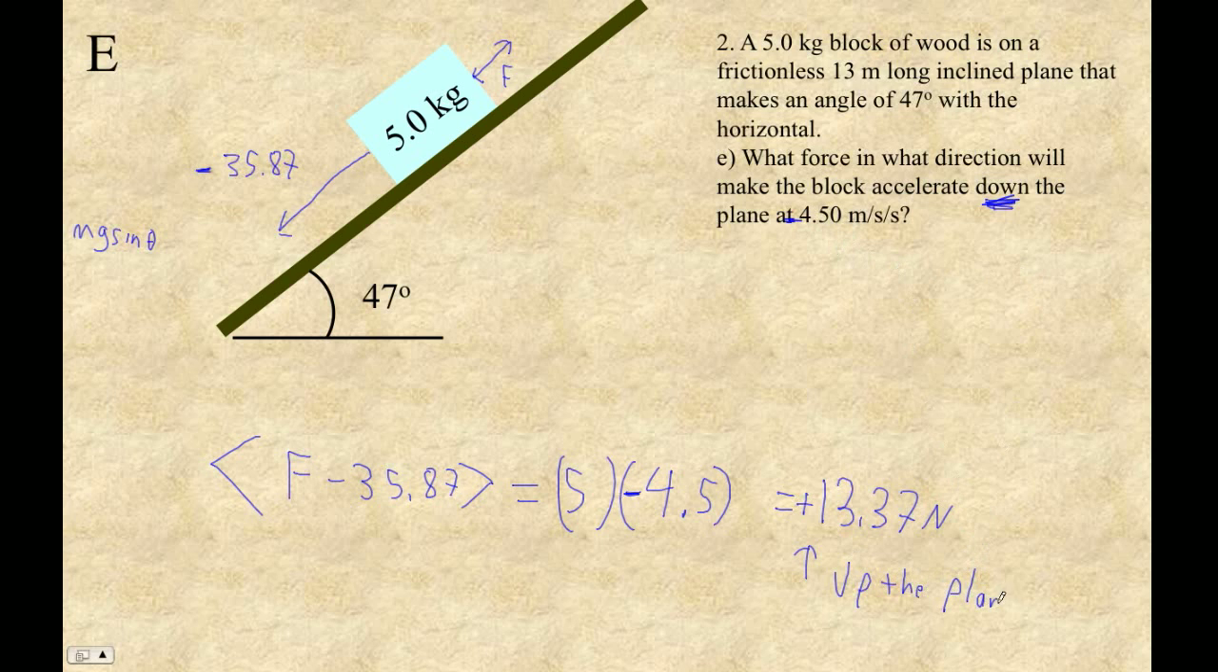You might wonder, how can there be a force up the plane and it still accelerates down the plane? Remember that when that force wasn't acting on it, it accelerated down the plane at something like negative 7.2. That's what we got in the first question. Here it's only accelerating at 4.5, so to make it accelerate that slowly, we actually have to arrest some of that acceleration, hinder it, as it were. I hope that helps.